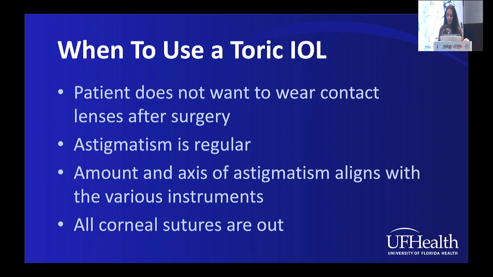And then make sure your astigmatism aligns with different instruments. If you're getting them different in different instruments, then do not put a toric lens in. And again, make sure all their sutures are out before you do this. I've had patients 20 years from PK surgery that my partner did, and they broke a suture and flipped 10 diopters in the opposite direction. So you want to make sure that if you're going to put a toric lens, you better be sure they're not going to change.